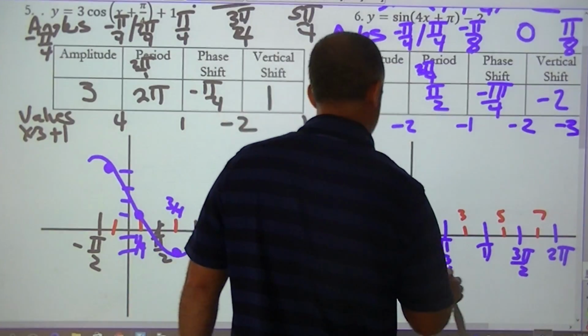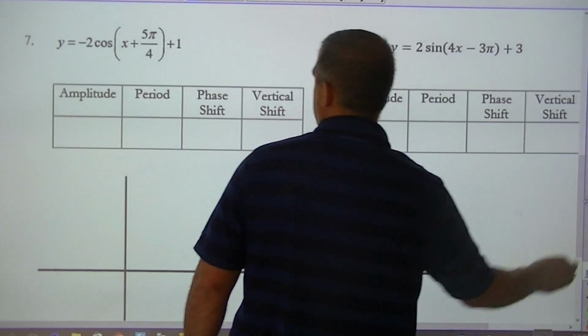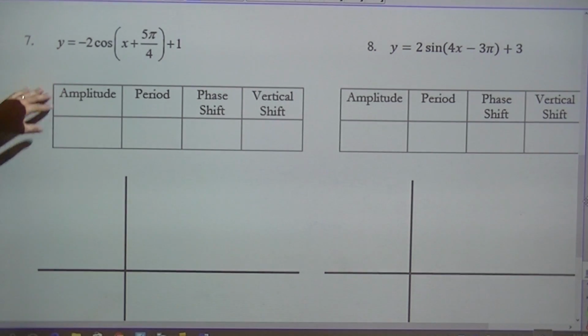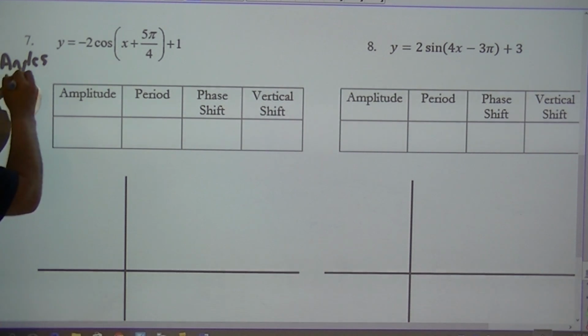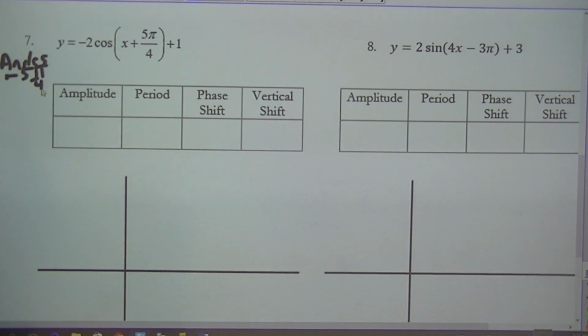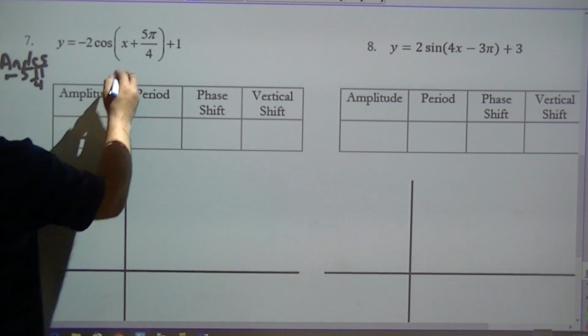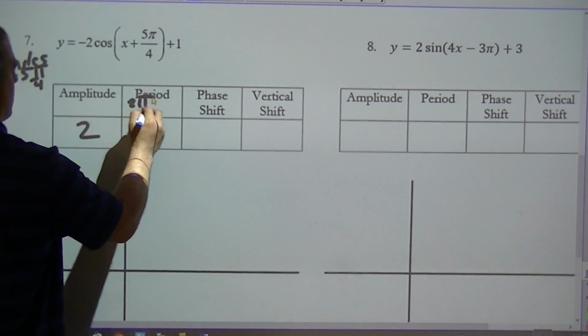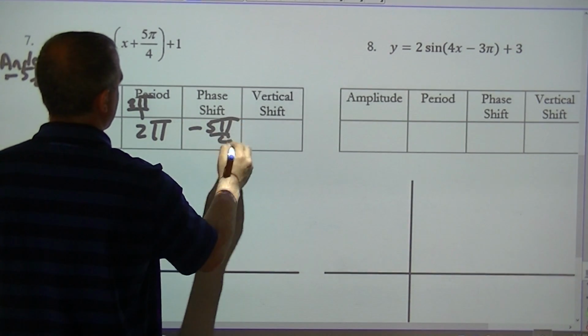Okay, move on. On this one, what I would do with the angles is subtract 5 pi over 4. My amplitude here will be 2. My period will be 2 pi over 1, which will be 2 pi. My phase shift will be negative 5 pi over 4. My vertical shift will be 1.